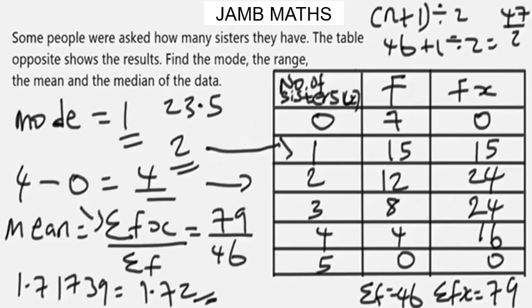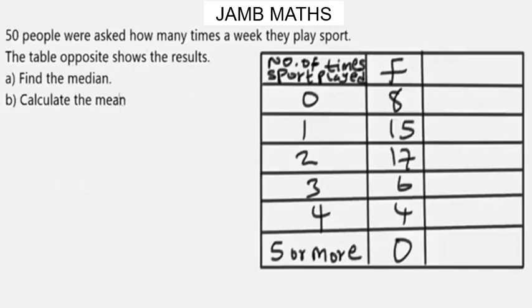So having known how to find the mode, the range, mean and median of a frequency table, let me give you guys a practice math question on this test of knowledge before I call it a class. Let's wipe this. Okay guys, now let's look at this math practice question. It says 50 people were asked how many times a week they played sports. The table opposite shows the results. We're asked to find the median and calculate the mean.